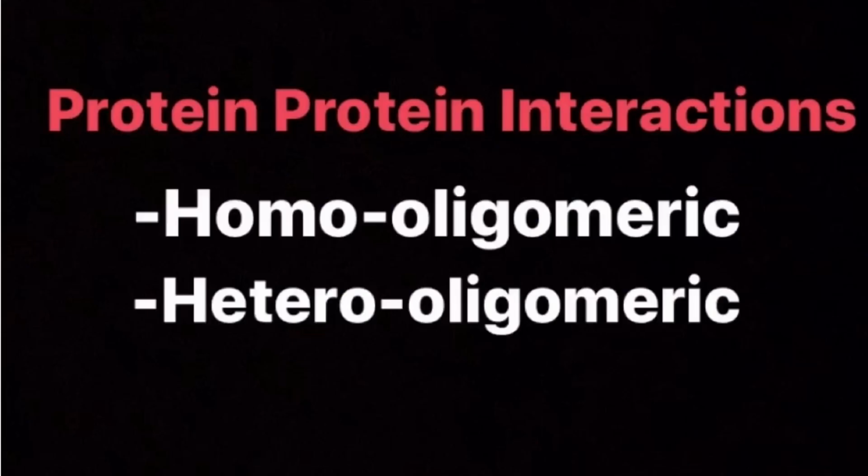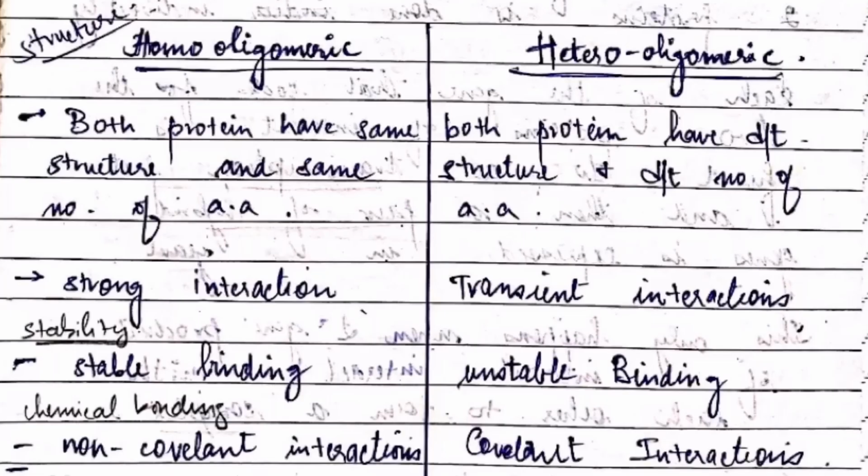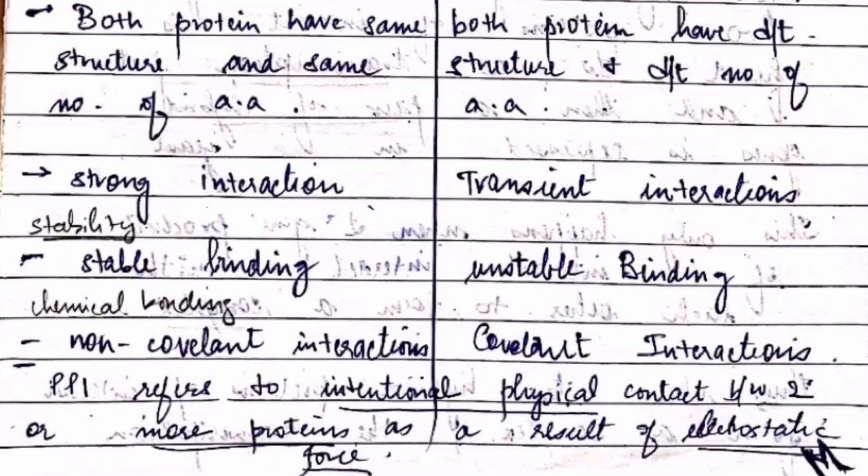The structure can be of two types, that is homo-oligomeric and hetero-oligomeric. Homo means it has the same structure and same function, and hetero means it has a different structure and a different number of amino acids. I've mentioned the difference between them. You can use a table and write about it. Basically, protein-protein interaction is a result of electrostatic force.